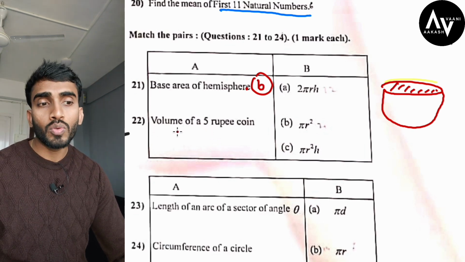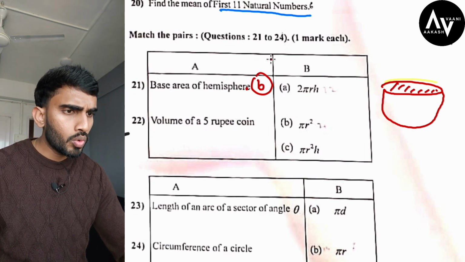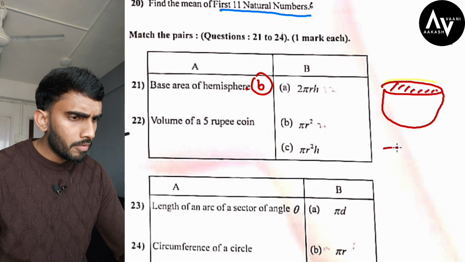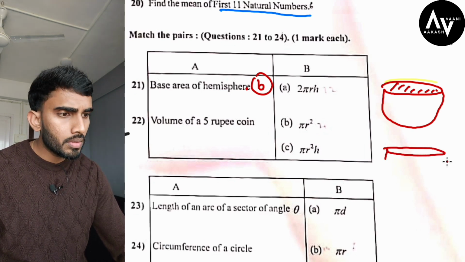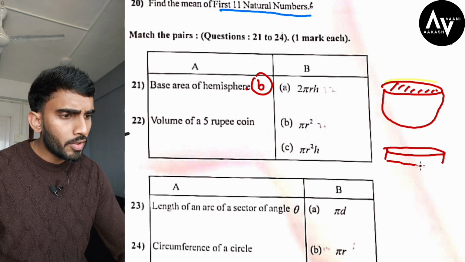And here we are asked the volume of a 5 rupee coin. So a 5 rupee coin, if we see a 5 rupee coin, let's say this is a 5 rupee coin.